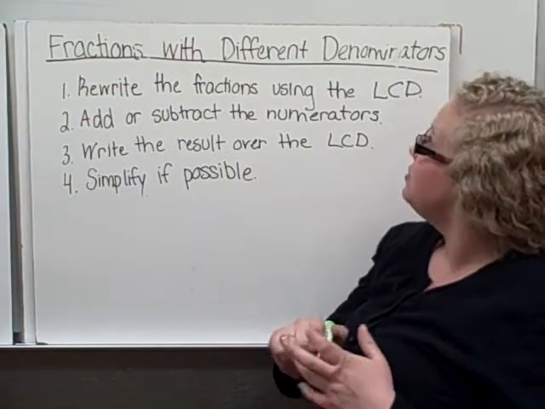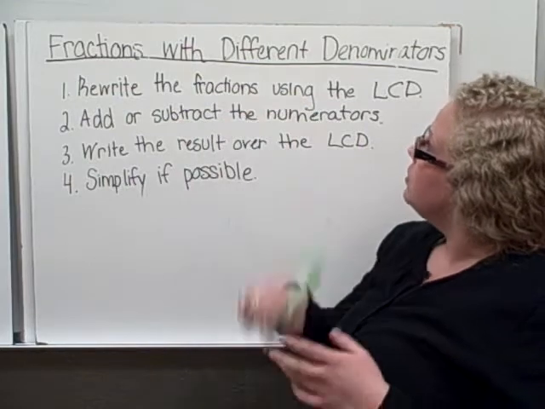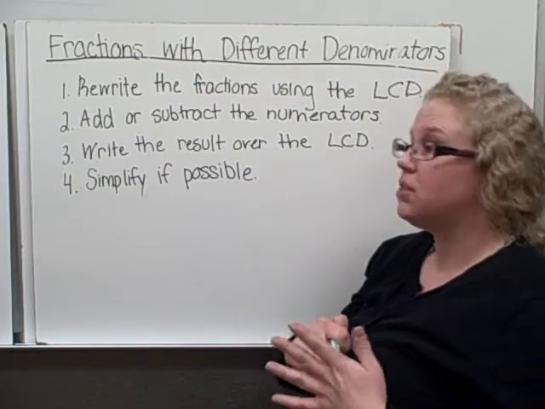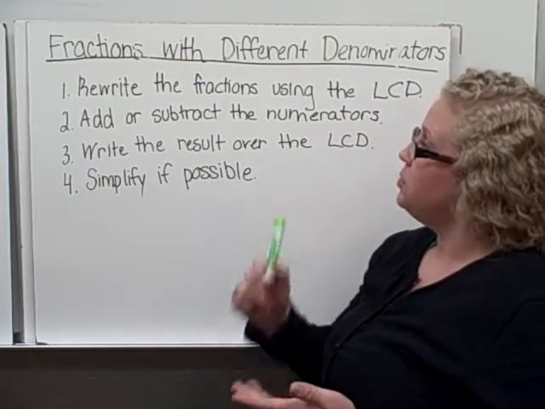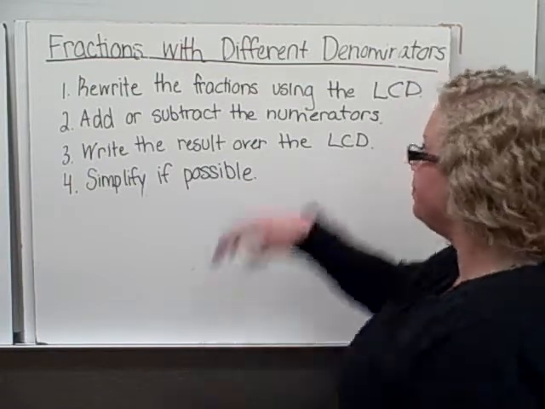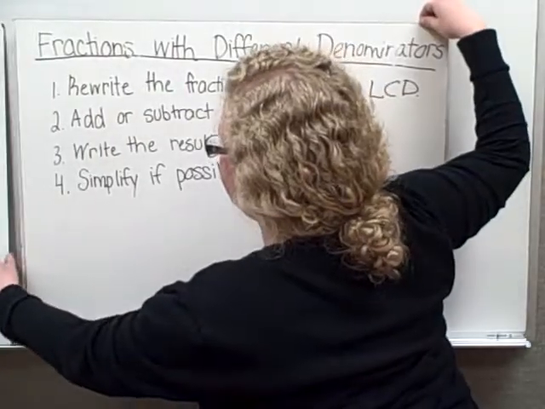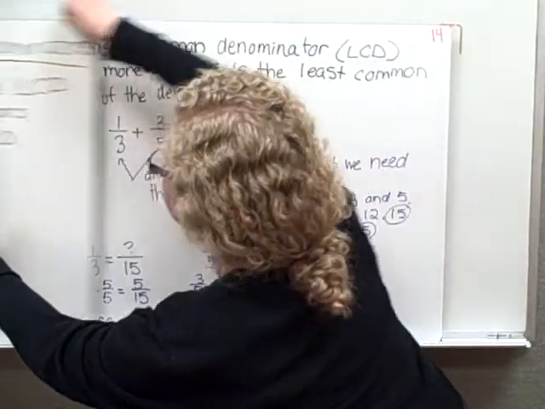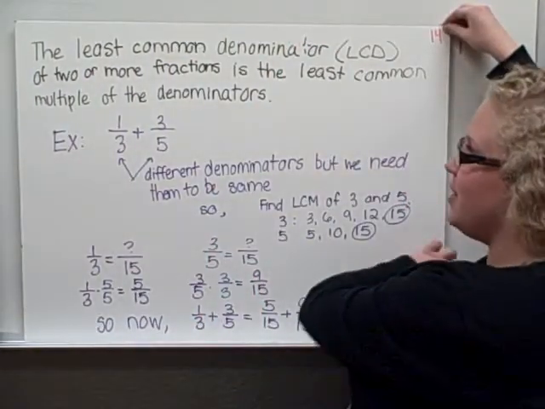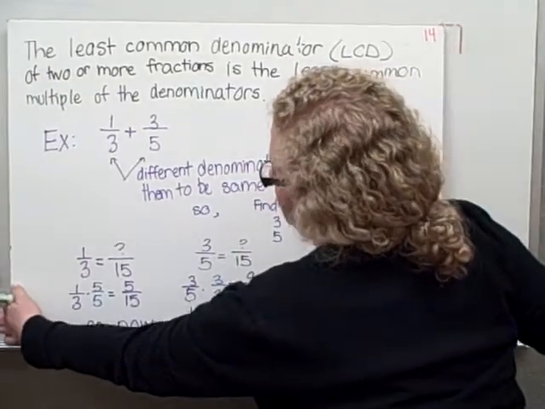Now for fractions that have different denominators, we're going to have to do something a little bit different. First, we're going to have to rewrite the fractions using the LCD, and LCD stands for least common denominator. Then we'll add or subtract the numerators, write the result over the LCD, and simplify if possible. The least common denominator of two or more fractions is the least common multiple of the denominators.